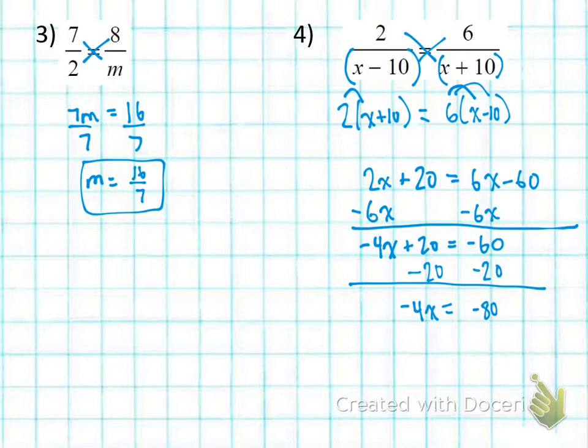Are there any division signs by the x? No. Any multiplication signs? What's being multiplied with x? What's the opposite of multiplying by negative 4? Dividing by negative 4, right? So we're going to divide both sides by negative 4. So we got x is equal to, what's negative 80 divided by negative 4? Positive 20. Good. That's it. Does that make sense? So that's the hardest one. I need you to write that one down for sure, okay?